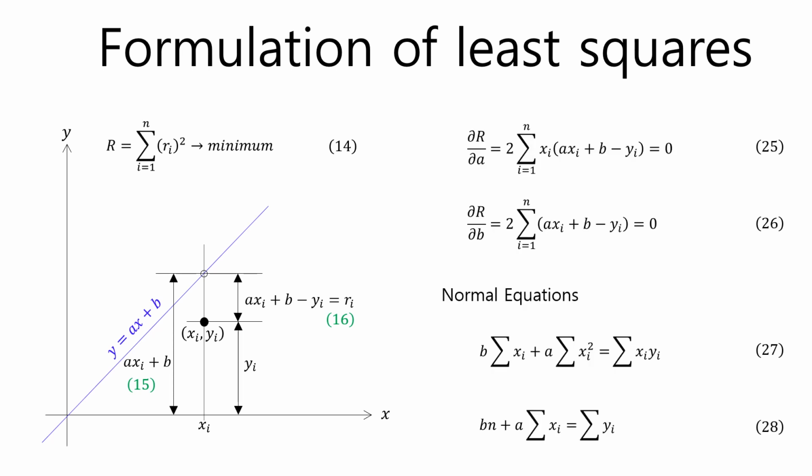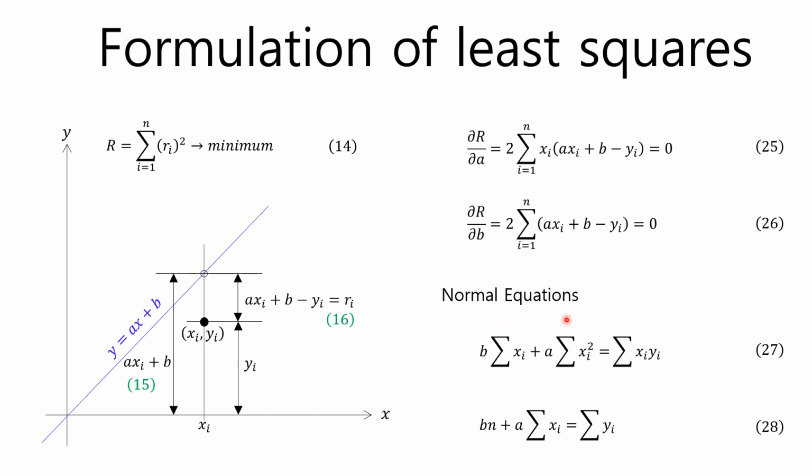Continuing, the partial derivatives of the residual with respect to coefficients a and b expressed in equations 25 and 26 are all 0. By solving and organizing the sigma function of equation 25 and equation 26, equation 27 and equation 28 can be obtained. Since a and b are unknowns and there are two equations, you can find the coefficient values of the system function a and b by solving these two equations. Equations 27 and 28 are called normal equations.